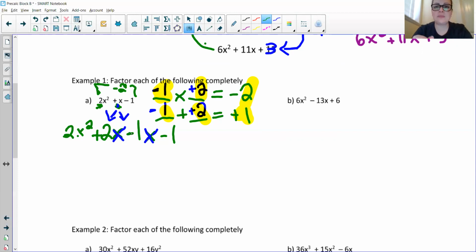Okay, it doesn't matter which order you put those middle two terms in. You could have written, instead of plus 2x minus 1x, you could have written minus 1x plus 2x. The order of which you write those two middle terms doesn't matter as long as you write them in the middle. So then you're going to focus on just factoring the first two terms because there's nothing common. There's no common factor with all four terms. All right, and you look at what is common between 2x squared and 2x.